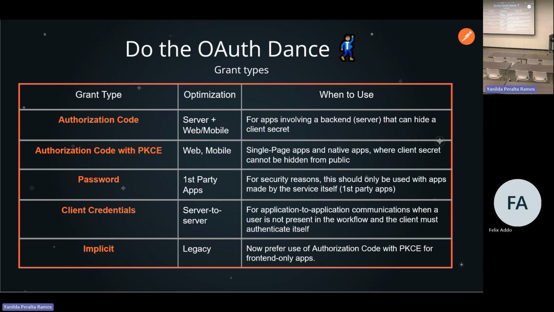And this client secret cannot be hidden from the public. We also have the password, the client credentials, and the implicit one, which is the legacy. But right now, instead of using implicit, we are using the authorization code with PKCE. Okay? But for today, the grant type that we are using is authorization code.